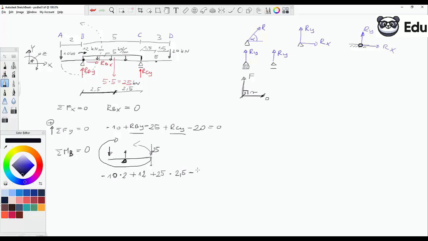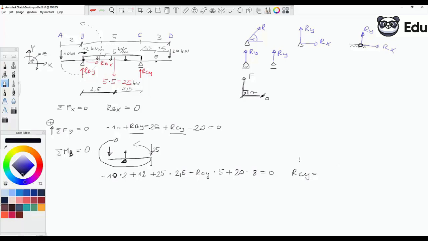Then we have minus Rc, I think we all know why, minus times 5, and finally plus 20 times 8. Because this is the total distance between point B and point D. 5 plus 3 equals 8. That equals 0. Here we have one unknown Rc, so we can quickly calculate this Rc. Minus 10 times 2 plus 12 plus 25 times 2.5 plus 20 times 8.